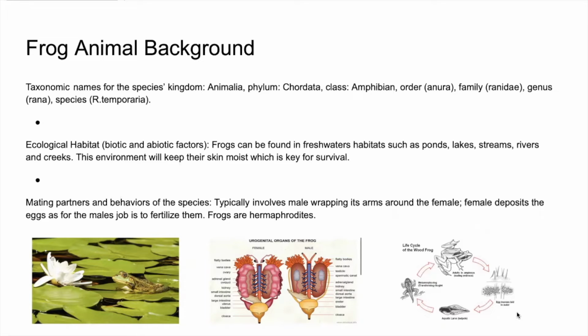The ecological habitat in which the frog lives: they can typically be found in freshwater habitats such as ponds, lakes, streams, rivers, and creeks. It is essential for them to live in these types of environments since they need to maintain the moisture in their skin. Mating in this species typically involves the male wrapping its arms around the female as the female deposits its eggs, while the male's job is to fertilize them.